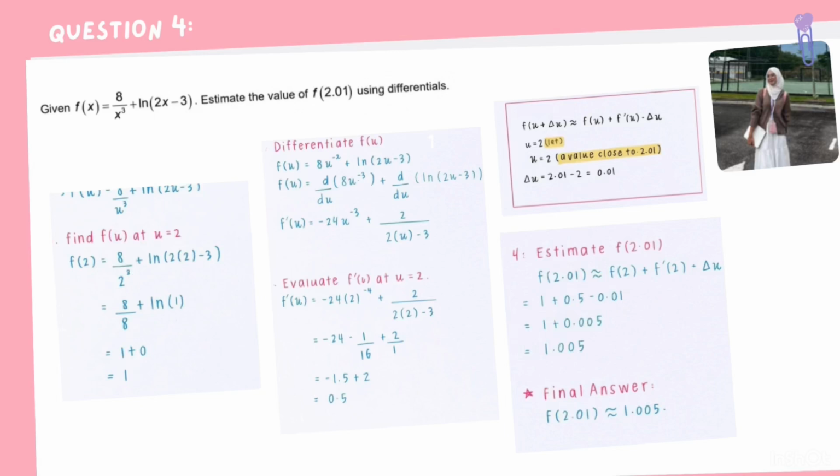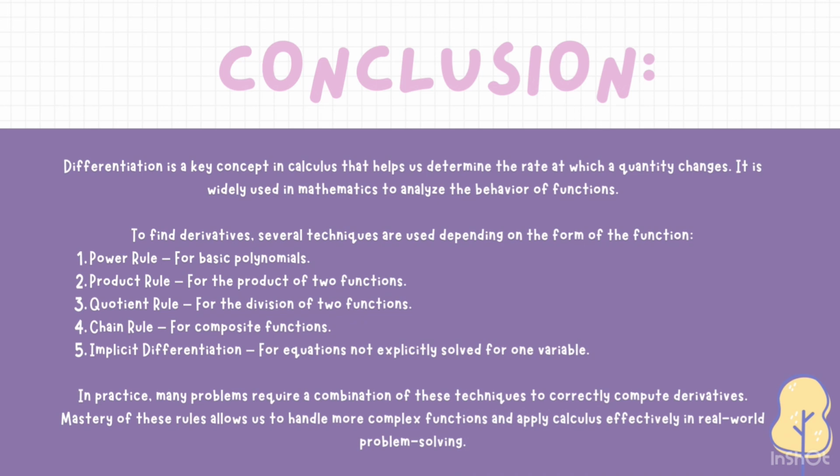Now apply the differential formula. f(2.01) equals f(2) plus f prime(2) multiplied by delta u, equals 1 plus 0.5 multiplied by 0.01, and the final answer we got is 1 plus 0.005, which is 1.005. So, we got f(2.01) equal to 1.005.